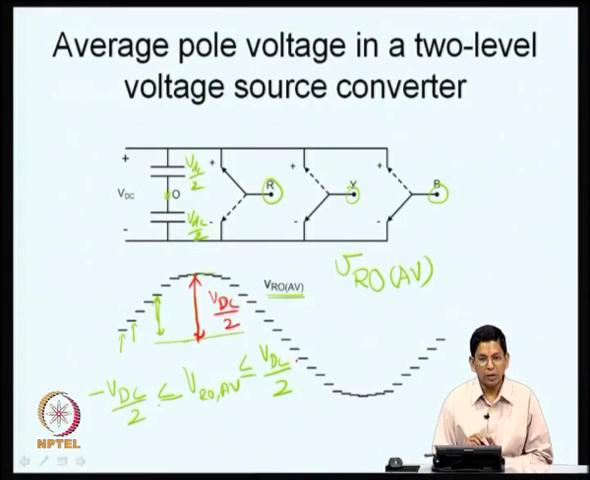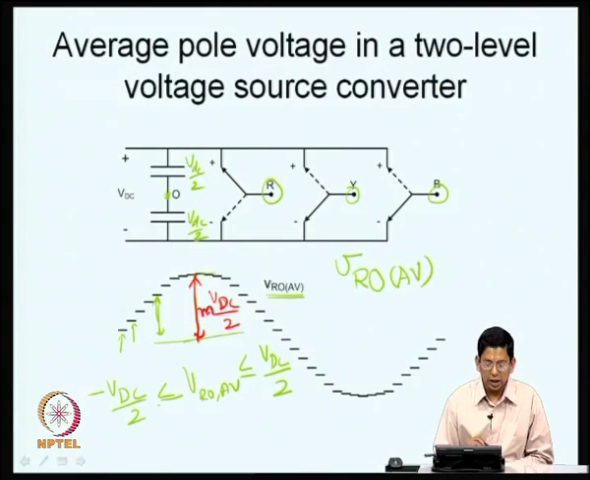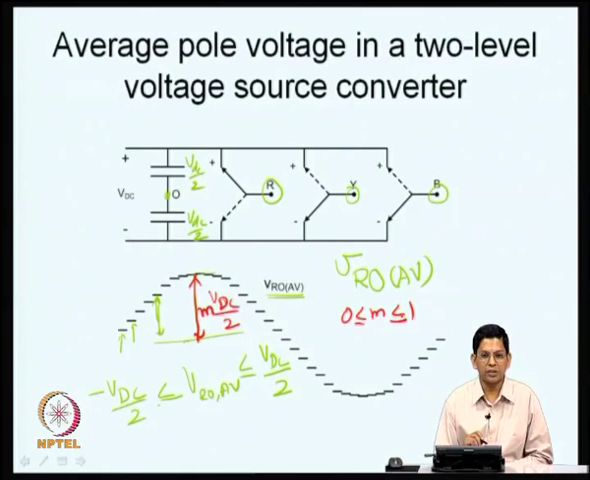If you really want very high voltage, you need to go in for a square wave operation, but if you are looking at sinusoidal modulation, VDC by 2 is the highest value that you can get. You can get any value, let me call this M VDC by 2, where M is anywhere between 0 and 1. So, with a voltage source inverter with a DC bus voltage VDC, where the average pole voltage is modulated in a sinusoidal fashion, it is possible to get a peak phase voltage up to M times VDC by 2, where M is a fraction between 0 and 1.